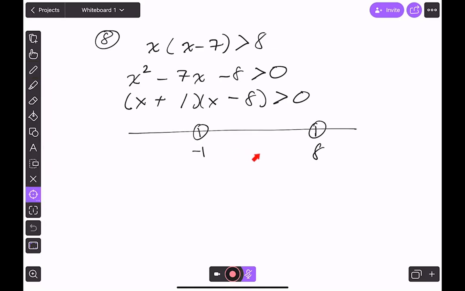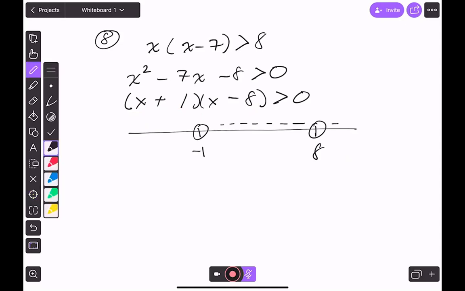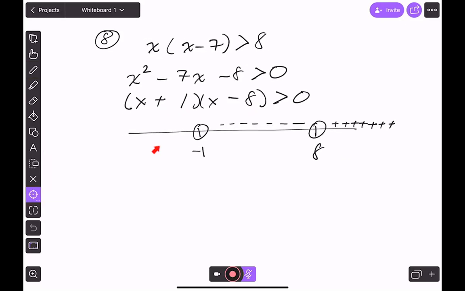I'm going to take a number between -1 and 8, like 0. Plug it in, positive times a negative. I hope you know that's going to give me a negative result. All right, let's take a number after 8, like 9. Plug it in, positive, positive. A positive times a positive is a positive. I'm going to take a number below -1, like -2. Plug it in. You get a negative times a negative, which is a positive.